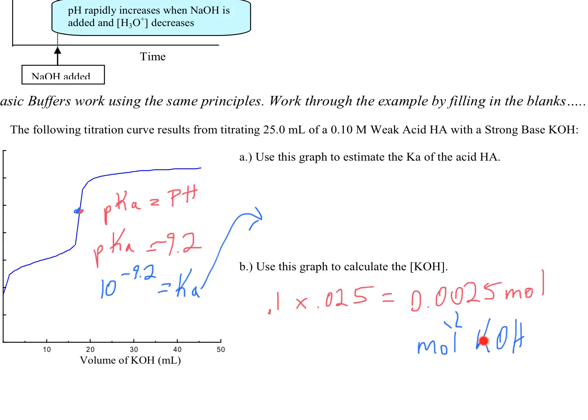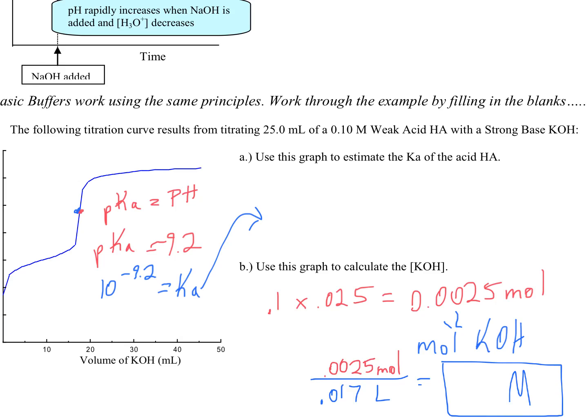Also, at my equivalence point, I can find out how many milliliters I used. Looks to me I used about 17. So if I have moles, 0.0025 moles, at exactly 0.017 liters, now I have molarity. Solve and write your answer here.